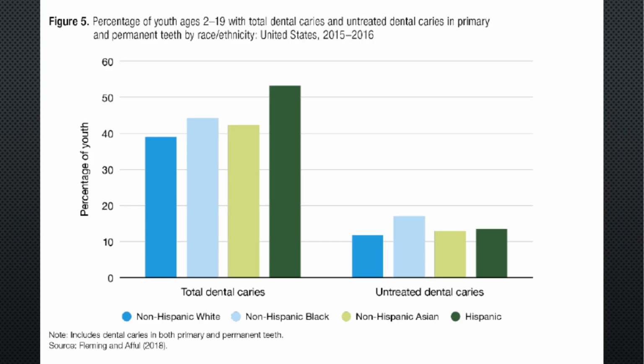About half of Hispanic children had dental caries in 2015 to 2016, higher than other groups. Non-Hispanic Black and Asian youth also showed elevated total caries compared with white youth. For untreated decay, non-Hispanic Black children had the largest share, suggesting gaps in access to dental care. These patterns highlight the need for targeted prevention and improved community oral health services.